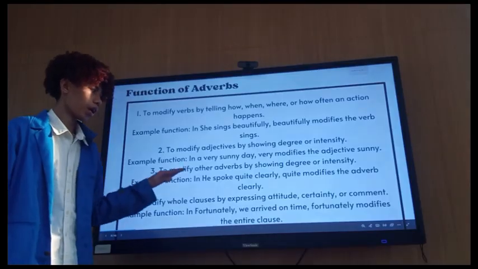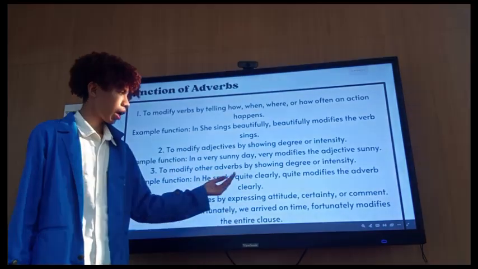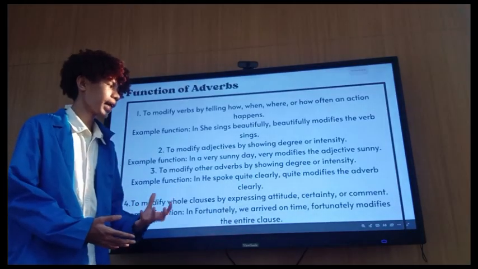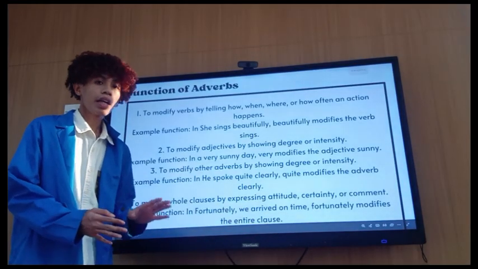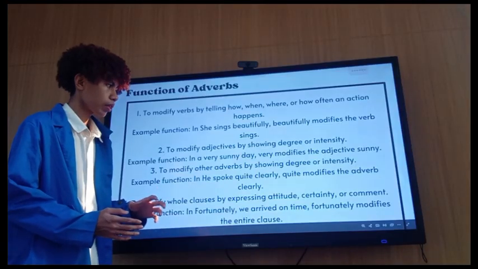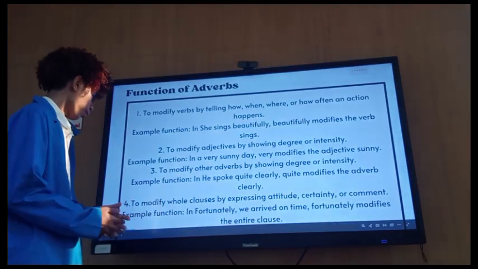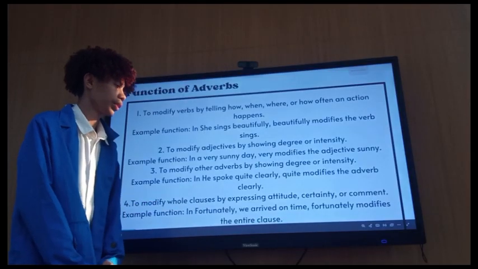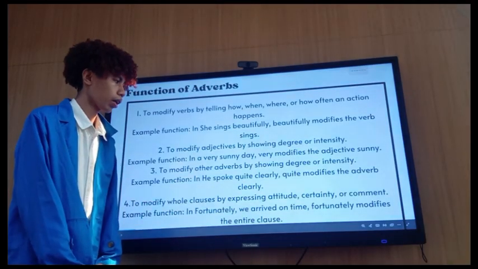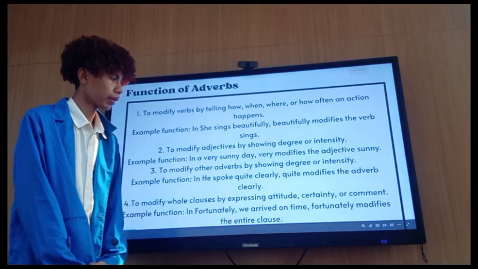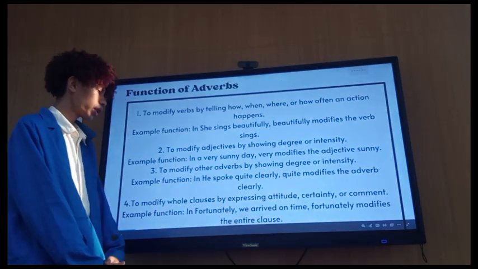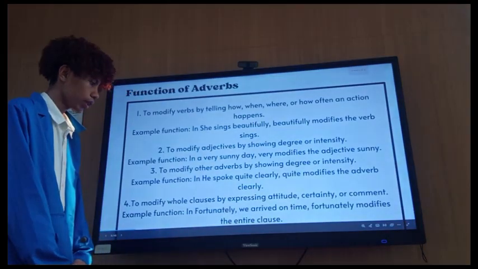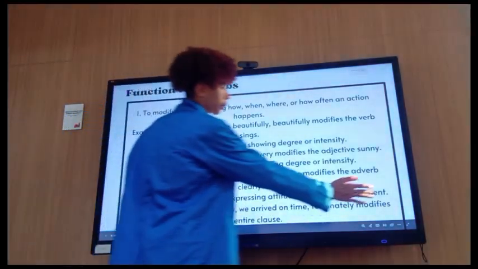Three, to modify other adverbs by showing degree or intensity. Example: in he writes quite correctly, quite modifies the adverb correctly. Four, to modify whole clauses by expressing attitude, certainty, or comment. Example: fortunately, we arrived on time. Fortunately modifies the entire clause. Next.